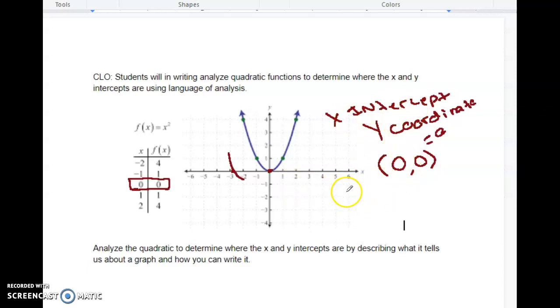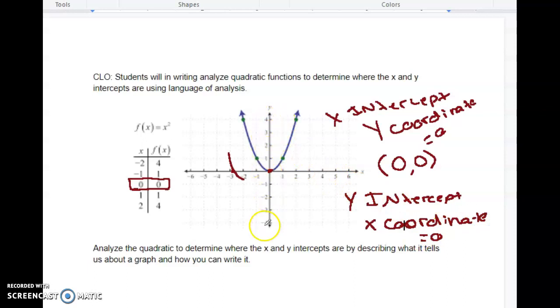Now, when we're talking about the y-intercept, that happens when the x-coordinate equals 0. Okay, so when it crosses through this line right here, and it happens to be at the same point. It won't always be the same point, but in this case it is the same point. So we're looking when this coordinate right here equals 0, which is the same exact thing right here.